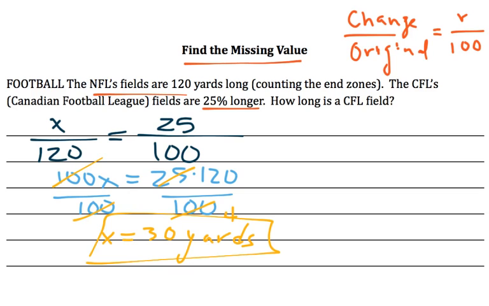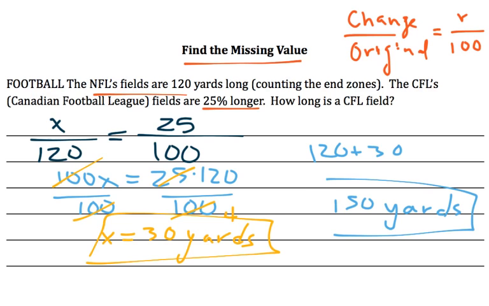So that means that if these are 120, then I'm going to tack on an additional 30 to give me 150 yards. And that would be the CFL field. You can rewatch that if anything in there was kind of strange or confusing. It'd probably be helpful.